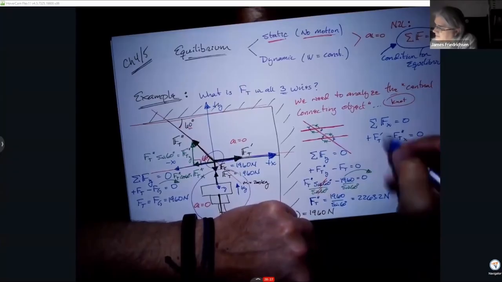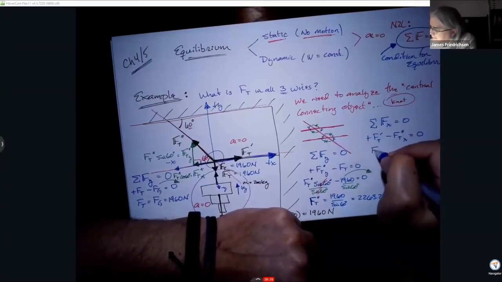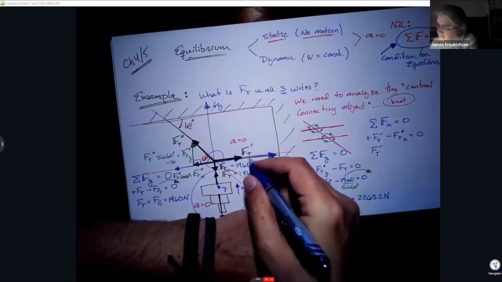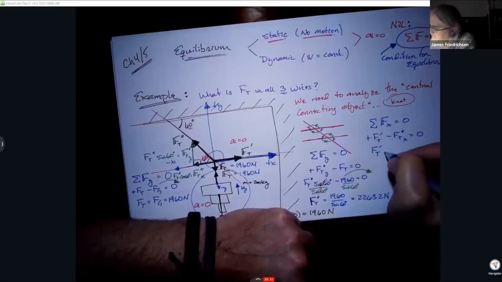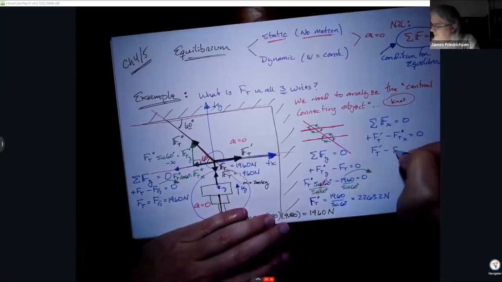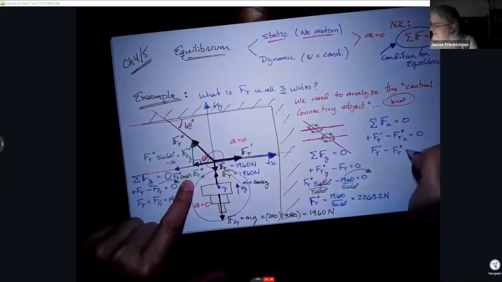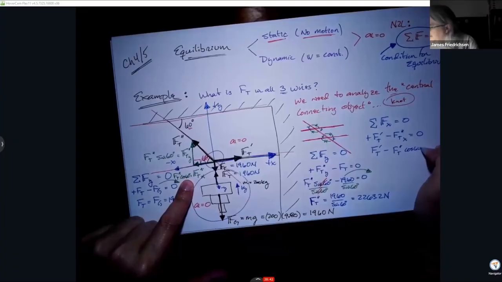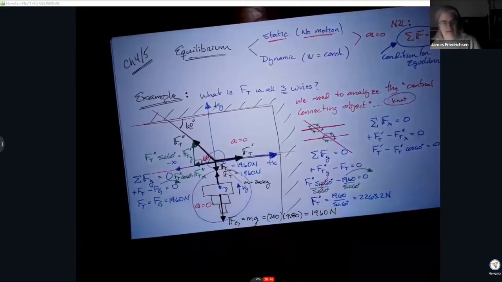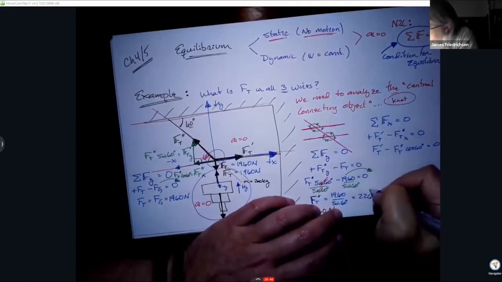And so we can put in what we know, and it's like, I don't know ft prime. That's still an unknown. I'm supposed to figure that out. And this is minus, and then this will be my ft double prime, the magnitude. And then this is going to be the cosine of 60 degrees equals 0.